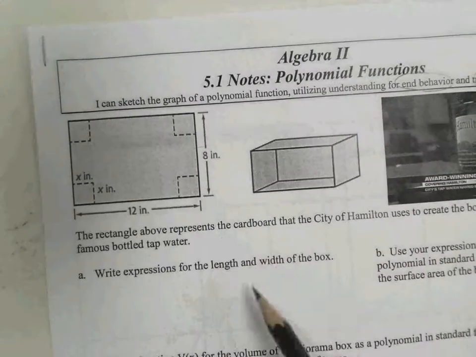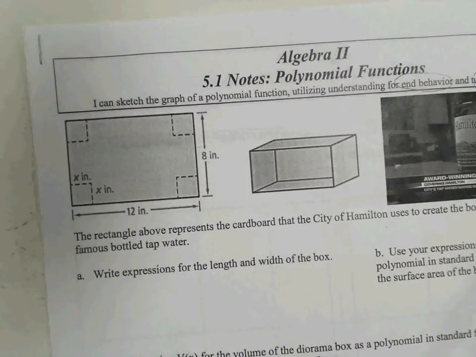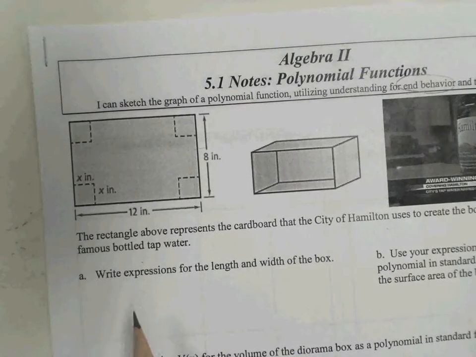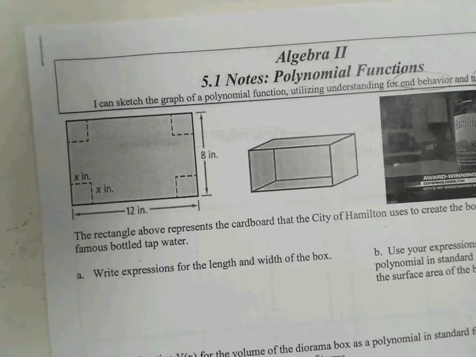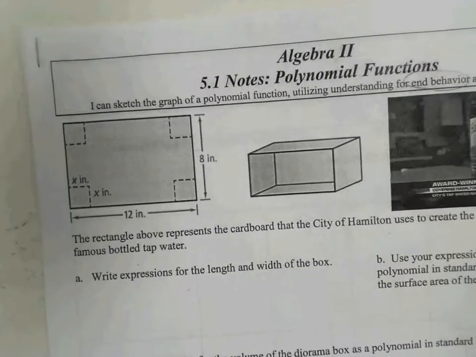And it represents the cardboard box that the city of Hamilton uses to create the boxes for their world famous bottled tap water. So if you go to Alexander's Market, you can buy a whole box, and it's literally a cardboard box with bottled water of Hamilton tap water. So write an expression for the length and width of the box.